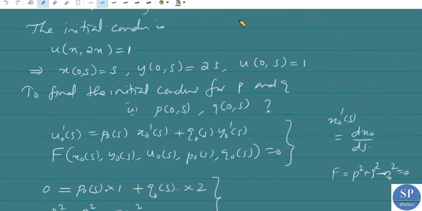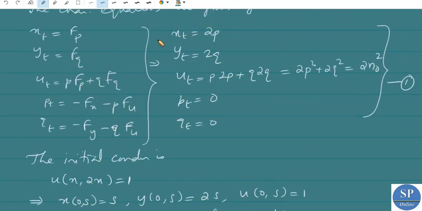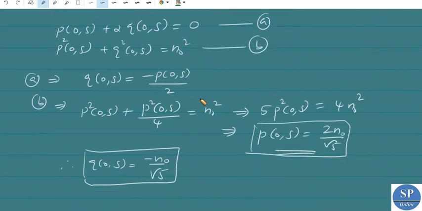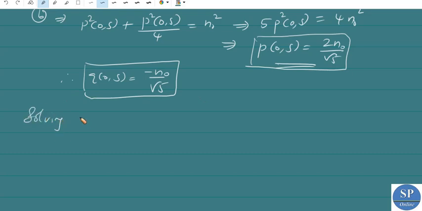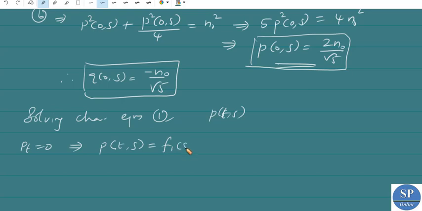Now we can solve these equations. These are our characteristic equations, so we can solve them. Now solving the characteristic equations, first of all we solve pt equals 0, the fourth equation. pt equals 0, where p is a function of t and s, so the derivative with respect to t is 0. On integration we get p of t comma s equal to a constant, which may be a function of s, so we take this as a function of s, f1 of s.